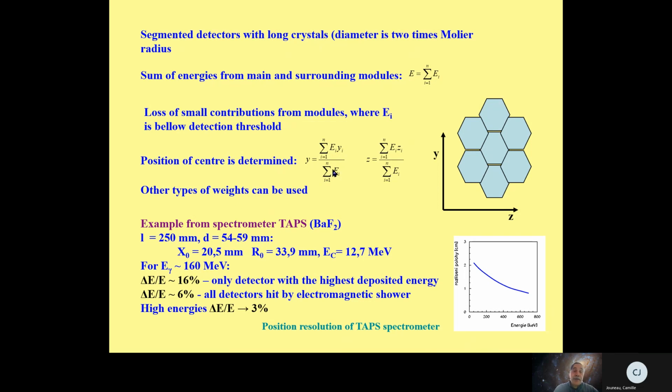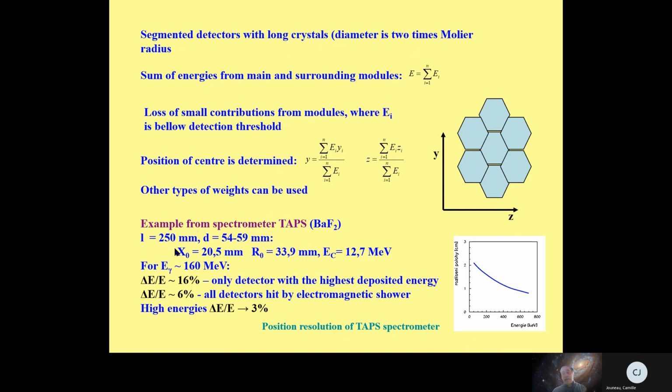The best, maybe not the best, but usual weight is given by energy in these modules. But in principle, other types of weights are also possible to use. Here is an example of one such spectrometer. This is a two-arm photon spectrometer, which is based on barium fluoride.